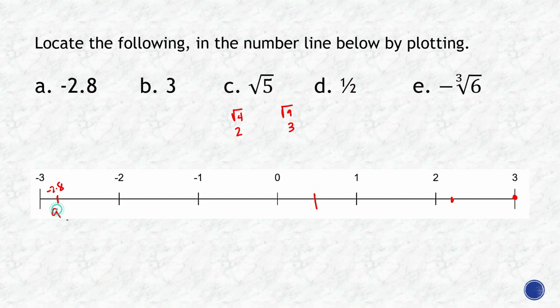So this is our A, this is our B, C, and then D. Now cube root of negative 6. This is between cube root of 1, which is 1, and cube root of 8, which is 2. So between negative 1 and negative 2, somewhere here. But it's close to 8, right? So maybe here. So this is letter E.